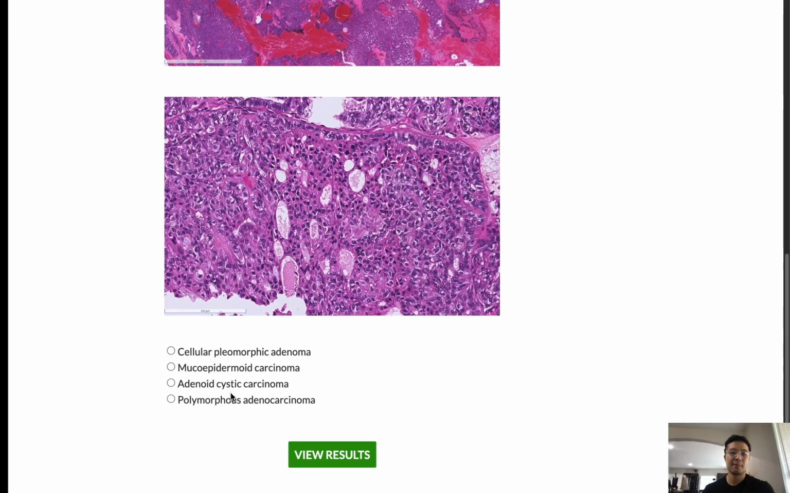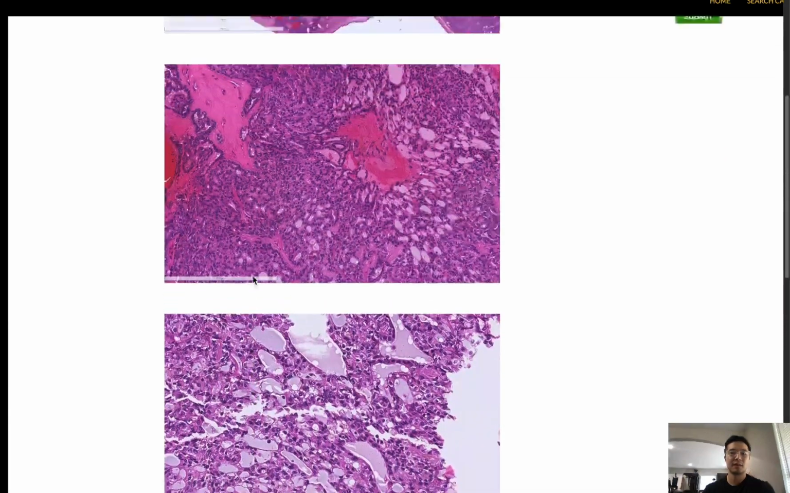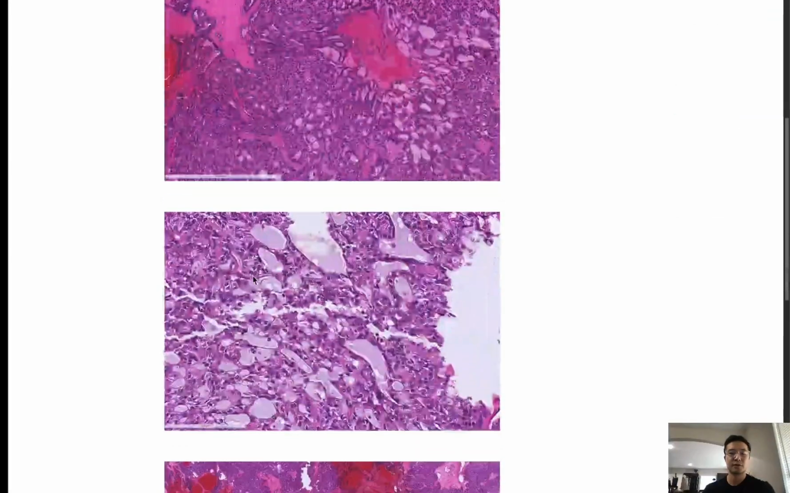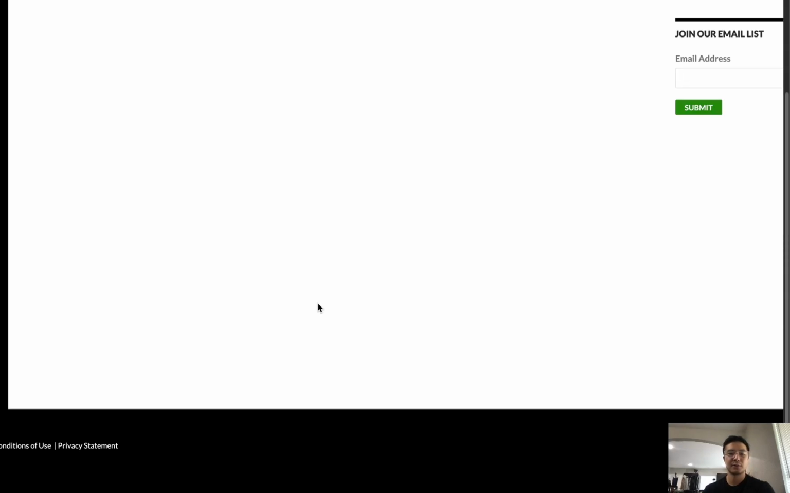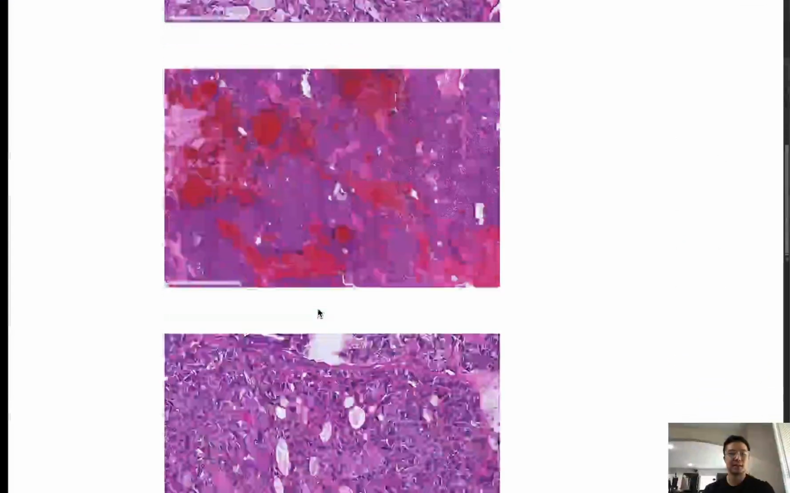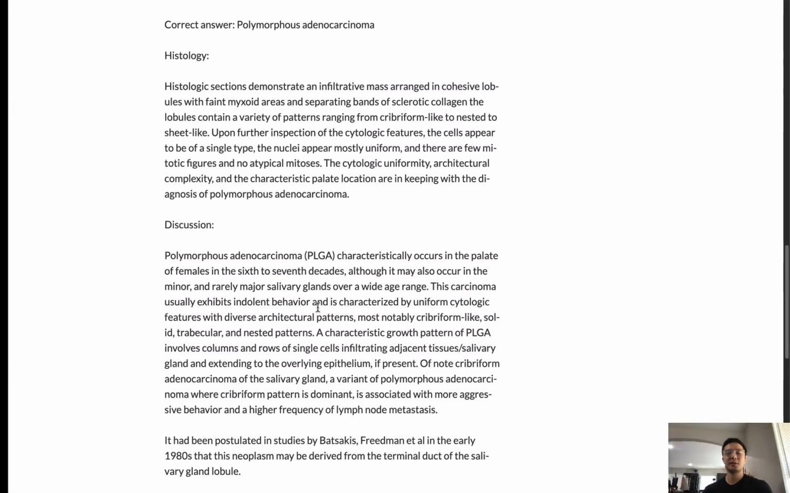I'm between cellular PA and polymorphous adenocarcinoma. Given the various architectural patterns and that the cytology is the same all throughout, given that I don't see a lot of prominent basement material or fibromyxoid-like hyaline material, I'm going to go with polymorphous adenocarcinoma. Let's see if I'm right. Yes. Polymorphous adenocarcinoma is classically known to occur in the palate.